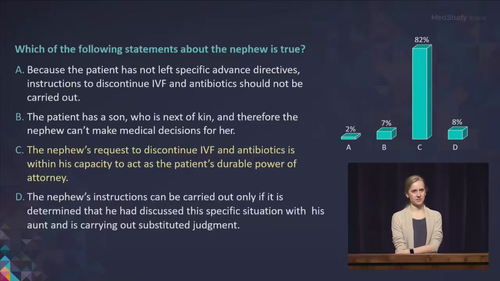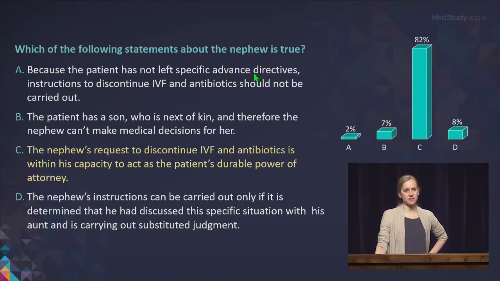C, exactly. So as a durable power of attorney, he has all of the capabilities that the patient herself would have, and he's allowed to request that. I think for A, the answer would make more sense if she had an advance directive or a living will instead of a durable power of attorney.